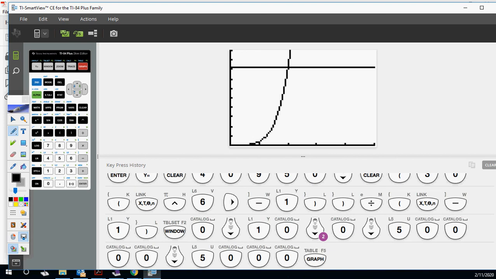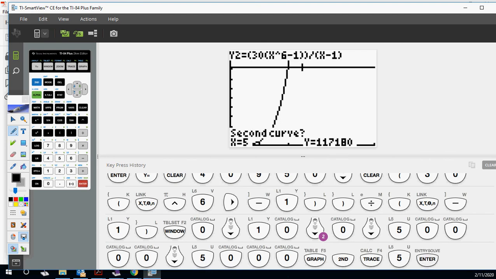Nice clear picture. That's what we're going for. That's the answer of when they intersect. So we do second trace, number 5. You really don't have to hit enter 3 times here. It does it pretty easily for you. So the answer is 4. Okay, so the rate R is 4. So that means it's quadrupling each hour. The bacteria is quadrupling each hour.